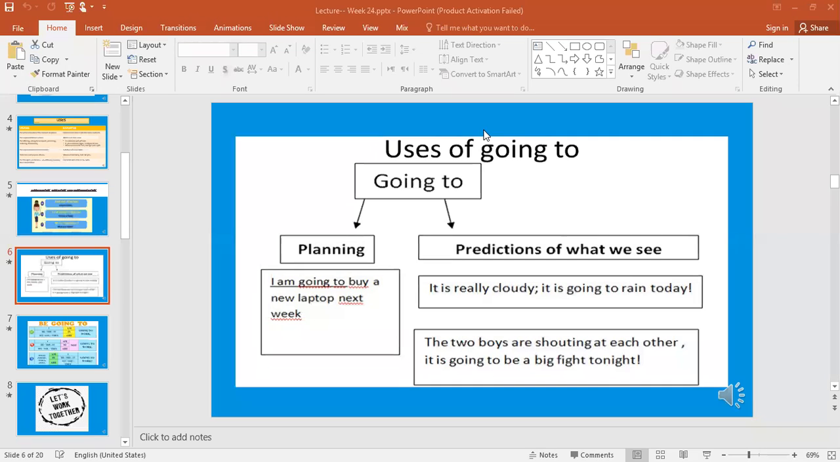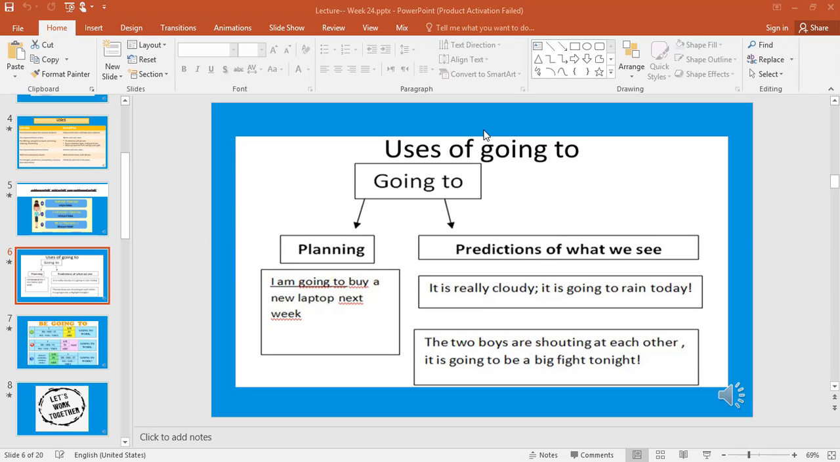Can anybody give me an example about a planned action? We are going to the zoo tomorrow. Very good. We are going to go to the zoo tomorrow. We are going to visit the zoo. Will is not be going to. It's different.